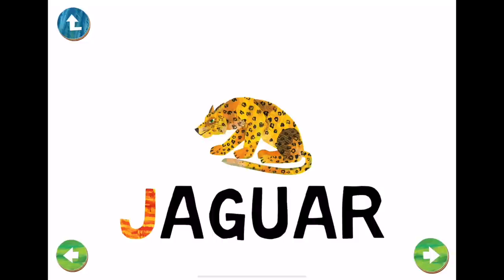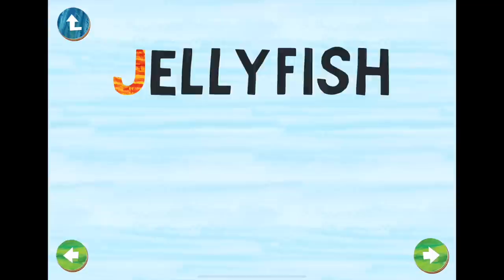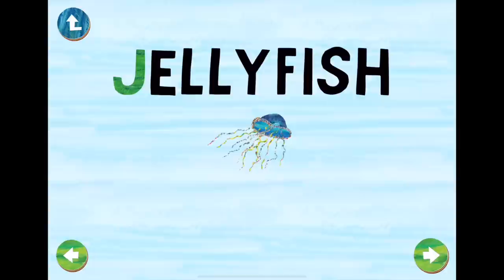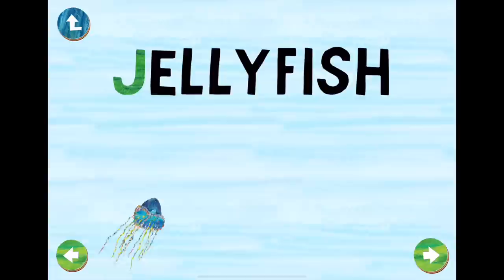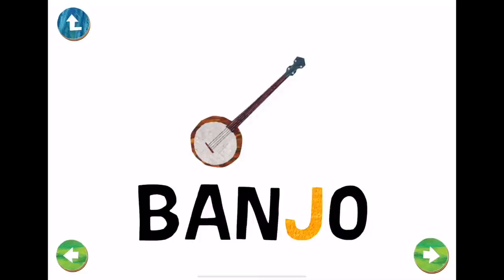J is for jellyfish. Jellyfish. J is in the word banjo. Banjo. Trace the letter J with your finger.